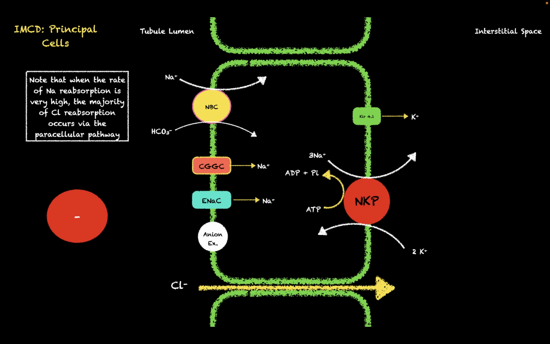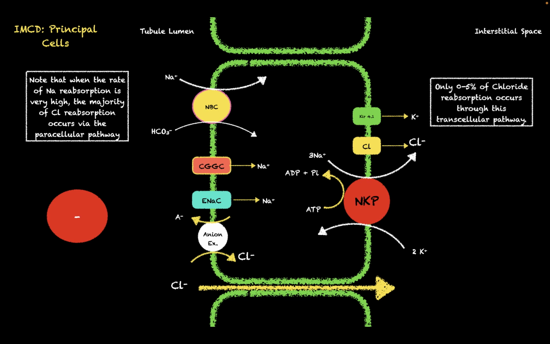Now, there is another mechanism by which chloride will move into the cell, and this is going to be through an anion exchanger. So what this does is it basically takes an anion and exchanges it for chloride. Now, it's important to realize that the chloride that comes into the cell will move out of the cell through chloride channels into the interstitial space. Now, only 0 to 5% of chloride reabsorption occurs through this transcellular pathway. The majority of chloride reabsorption is going to take place through the paracellular pathway that we talked about already. So that is how sodium chloride is handled in the intermedullary collecting duct.